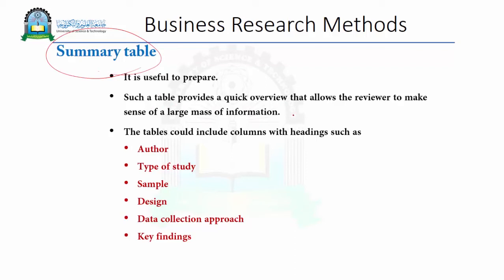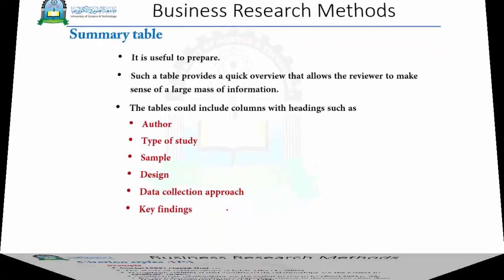Such a table provides a quick overview that allows the reviewer to make sense of a mass of literature information. The table could include columns with headings such as author, types of study, sample, design, data collection approach, and the key findings. These are the main or the key information needed by the reviewer of the literature.